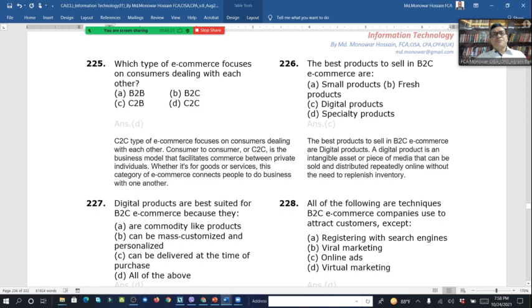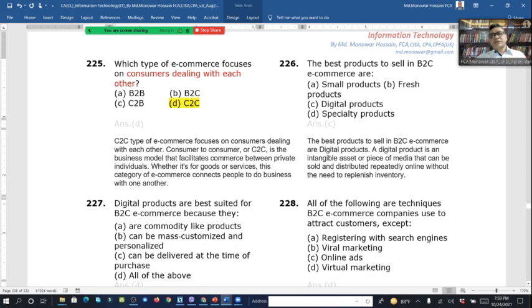Which type of e-commerce focus on consumer dealing with each other? Which type of e-commerce focus on consumers? Here, basic item is consumer dealing with each other. So here, basic answer is consumer to consumer. They deal with each other.